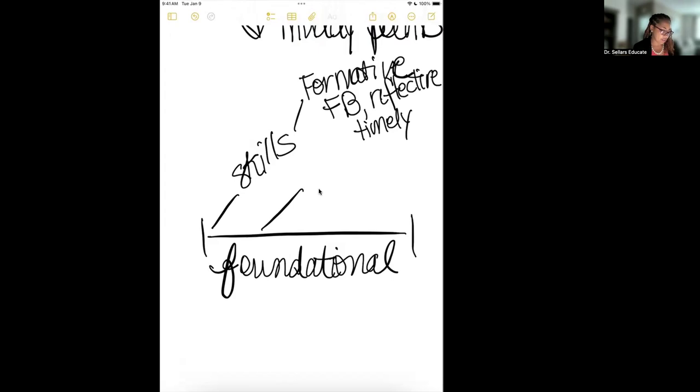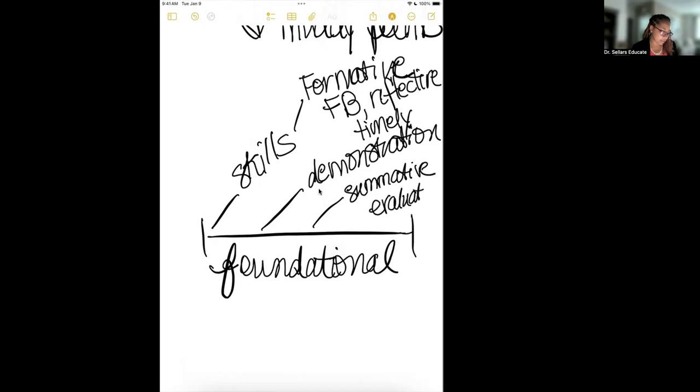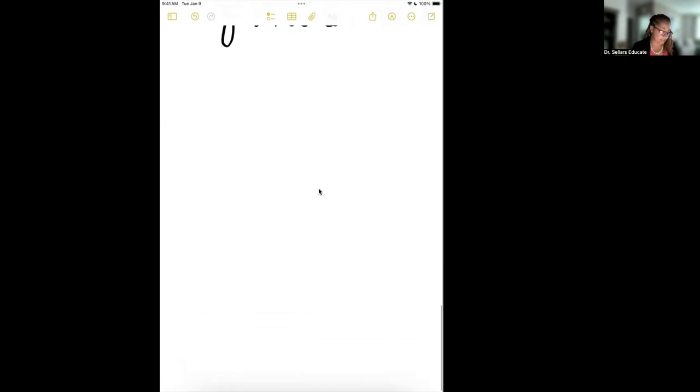When it comes to foundational, not only do we want to give them feedback, but we want to engage in demonstration, right, of skills with our students, right? We want to teach them how to do it by showing them. We also want them to have a chance to receive that feedback. And last but not least is that summative evaluation. This allows our students to really validate their knowledge and for us to validate their knowledge too, right?